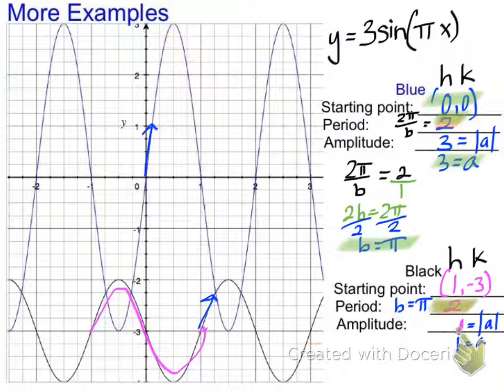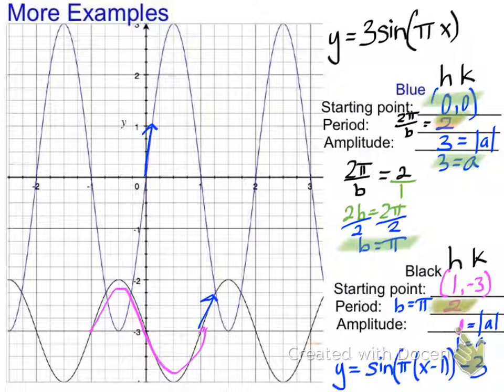Now I write my rule. So I start with a, which is 1, b, parenthesis, x minus h. So b was pi, and then my h is 1, and then I'm going to add on k, and k is negative 3, so that's why I wrote minus 3. So I put the h and the k in. Notice it's x minus 1, because it's always x minus h, and then plus k, and k is negative 3. So that is the rule for the black function.